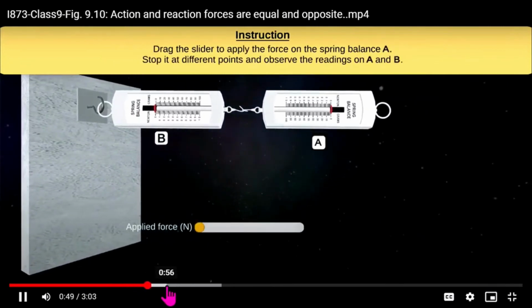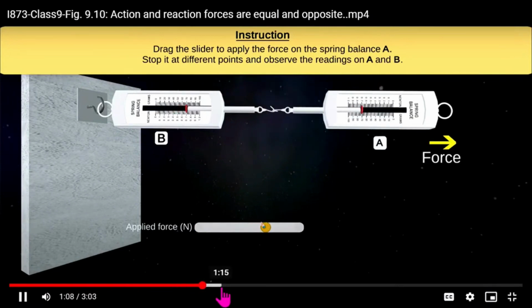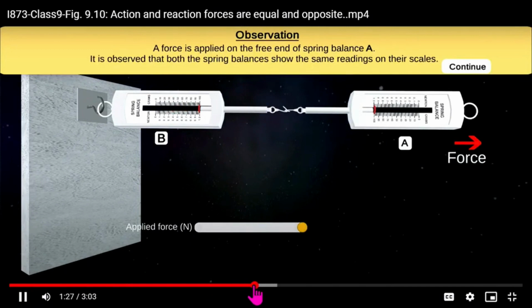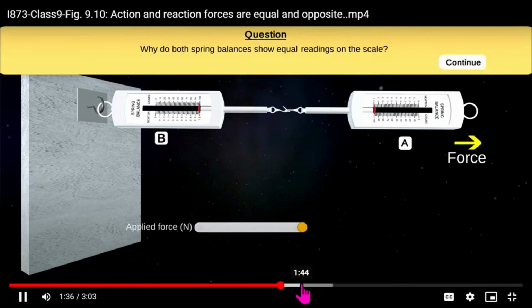Drag the slider to apply the force on the spring balance A. Stop it at different points and observe the readings of spring balances A and B. It is observed that both the spring balances show the same readings on their scales. Click on the continue button to continue. Why do both the spring balances show equal readings on the scale? Click on the continue button to continue.